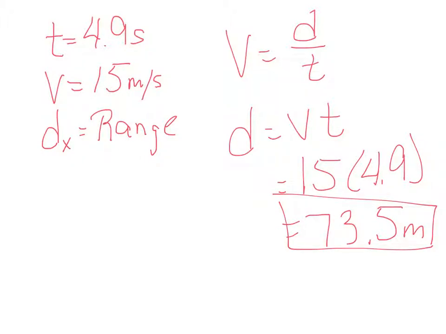So to work all these problems, you follow the same format. You have to find the time it takes to fall. That is the same no matter what, and it is always based on the height that it's being launched from. Once you find that time, you can find the distance it's traveled, or its range. Or you can find the velocity of the object if you have the range and you know the time of flight.